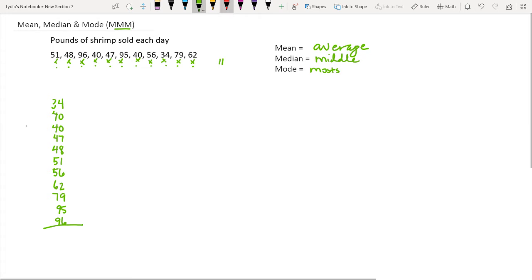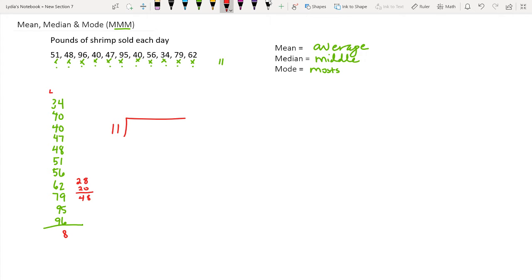Okay, so we'll start first with finding the average, or mean. What we're doing in that case is we're going to add them all up, we're going to get that answer, and we're going to divide it by 11. So 4 plus 7 is 11, plus 8 is 19, 20, 26, 27, 28, and sometimes I lose track, so I'm going to write it there. And then 9 and 5 is 14, plus 6 is 20. So my whole column is 48.